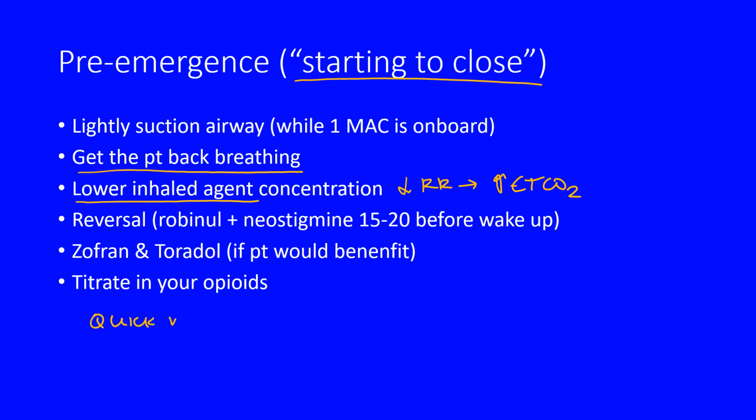I do this to get the agent off as quickly as possible. If you can get your agent off, the patient will most likely breathe. Once the agent hits around 0.4 to 0.6 expired, regardless of whether it is isoflurane or sevoflurane, I'll reverse the patient. That is, if you're using Sugammadex. If you're going to be using neostigmine and Robinul, you'll have to reverse your patient about 15 minutes, give or take, before you anticipate pulling that ET tube.